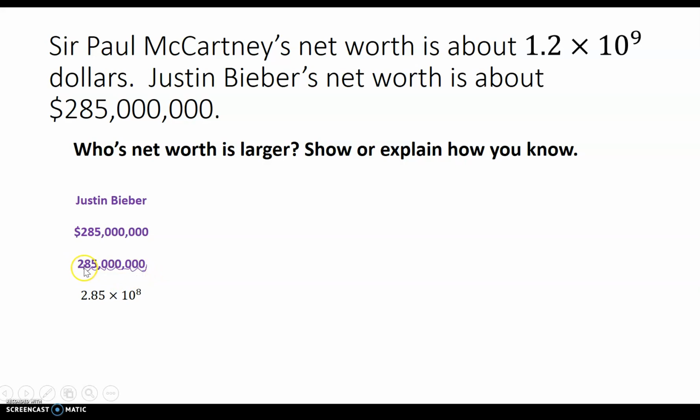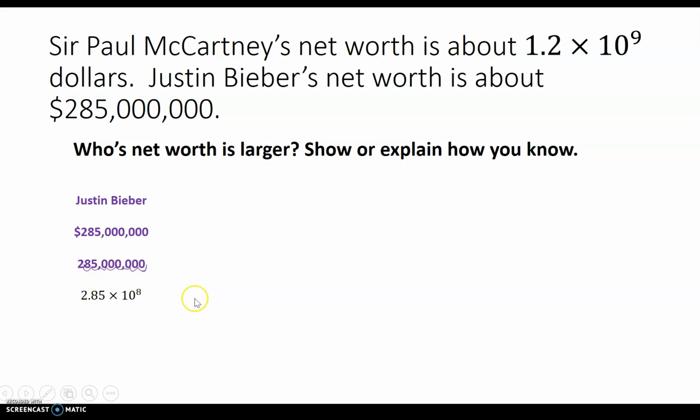So we would make it 2.85, and then when I move my decimal point to get it in between the 2 and the 8, I should be moving it 8 times. So 1, 2, 3, 4, 5, 6, 7, 8 times. So that would make our number 2.85 times 10 to the 8th. Again, it's a positive exponent because we know it's a bigger number.